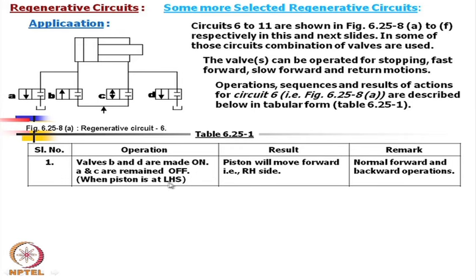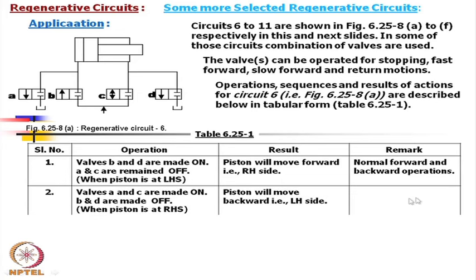When the piston is at the left hand side, what will happen? The piston will move forward, that is, to the right hand side. We have connected this path, we have connected this path. So, with B and D made on, oil is going through this and oil is going back to the tank through valve D. So, normal forward and backward operations in that case.